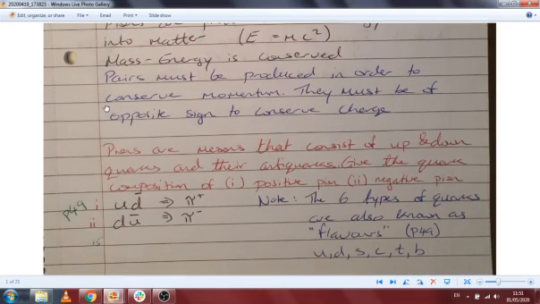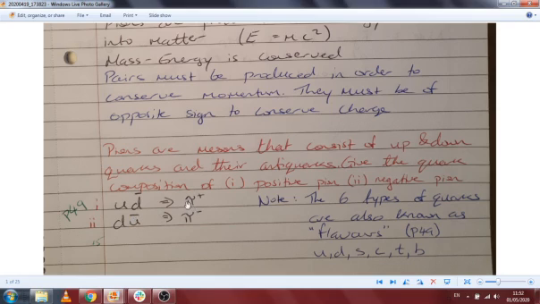Next bit then is, it tells us that pions and mesons consist of up and down quarks and their anti-quarks. So that would be the anti-up and the anti-down. Give the quark composition of 1 a positive pion and 2 a negative pion. So mesons are the smaller of the particles, and they just consist of a quark and an anti-quark. So we can pair those off down here. We have the up with the anti-down, or the down and the anti-up.